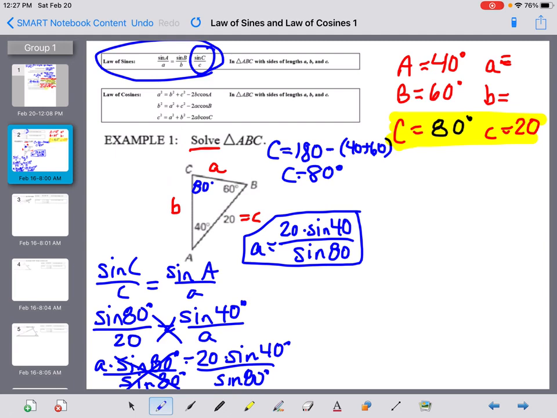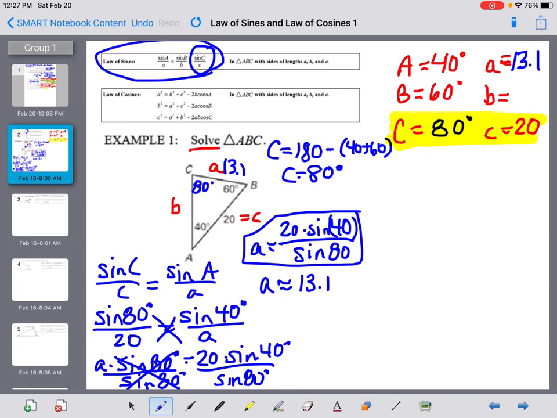Make sure your calculator's in degree mode, and you're going to type 20 times the sine of 40. Make sure you close your parenthesis after the 40, and then you're going to hit divide by the sine of 80. And I get about 13.1 for that side for A. So 13.1 for A. All right, I have one more to go.